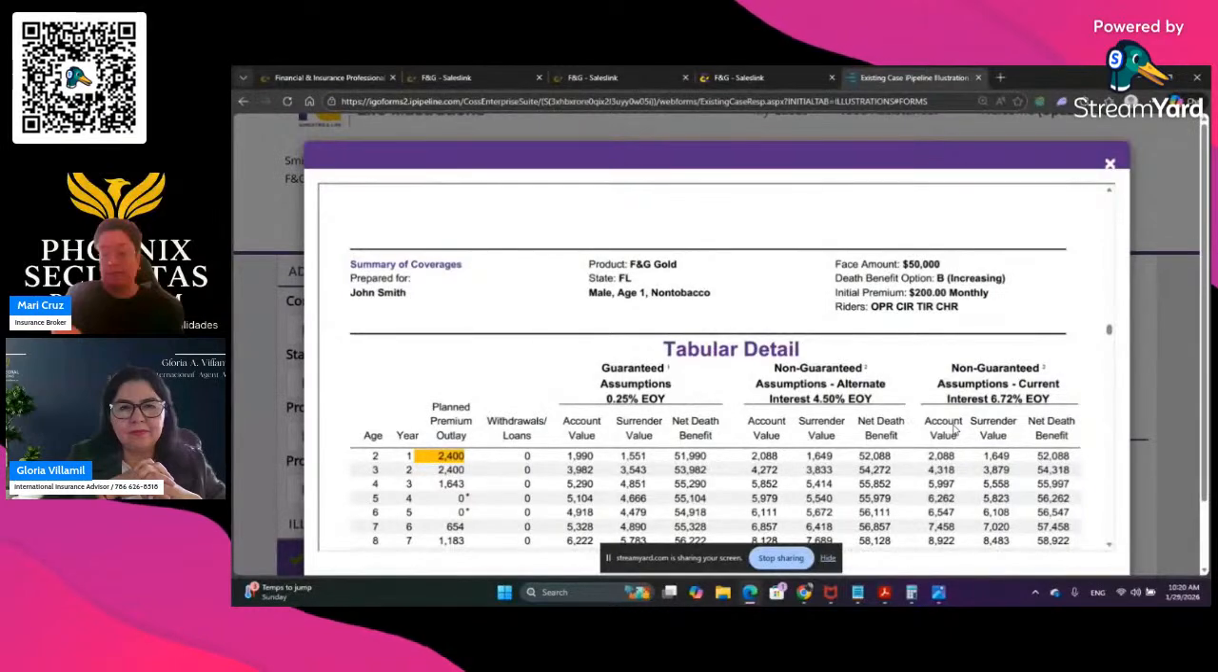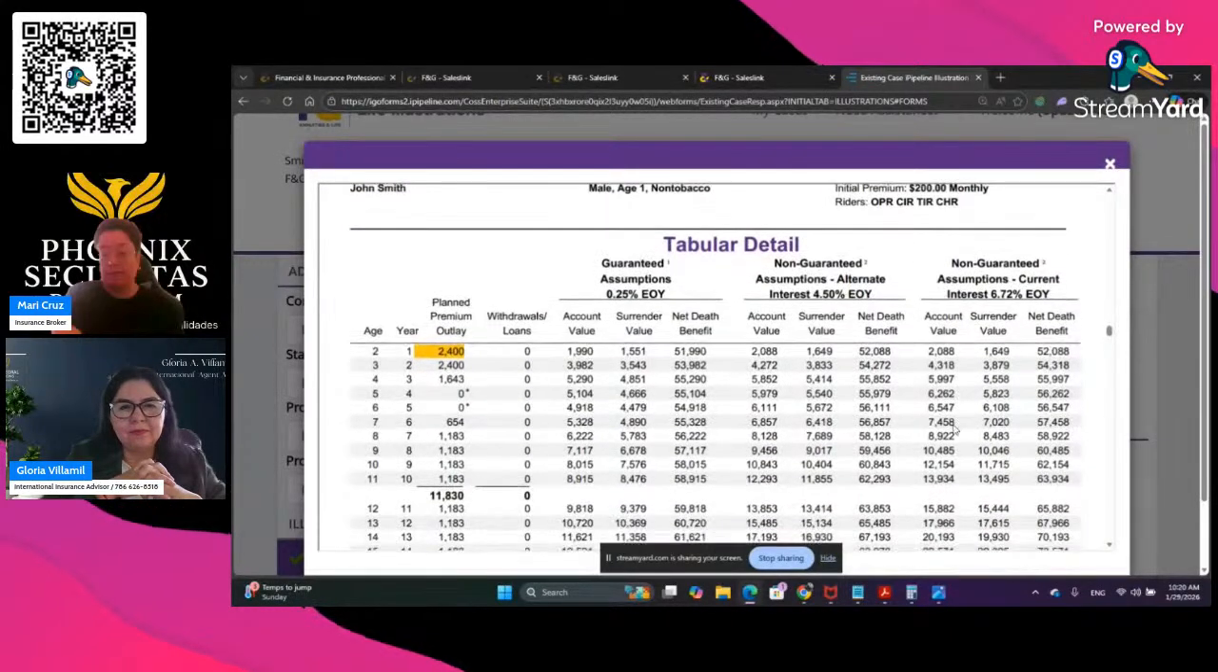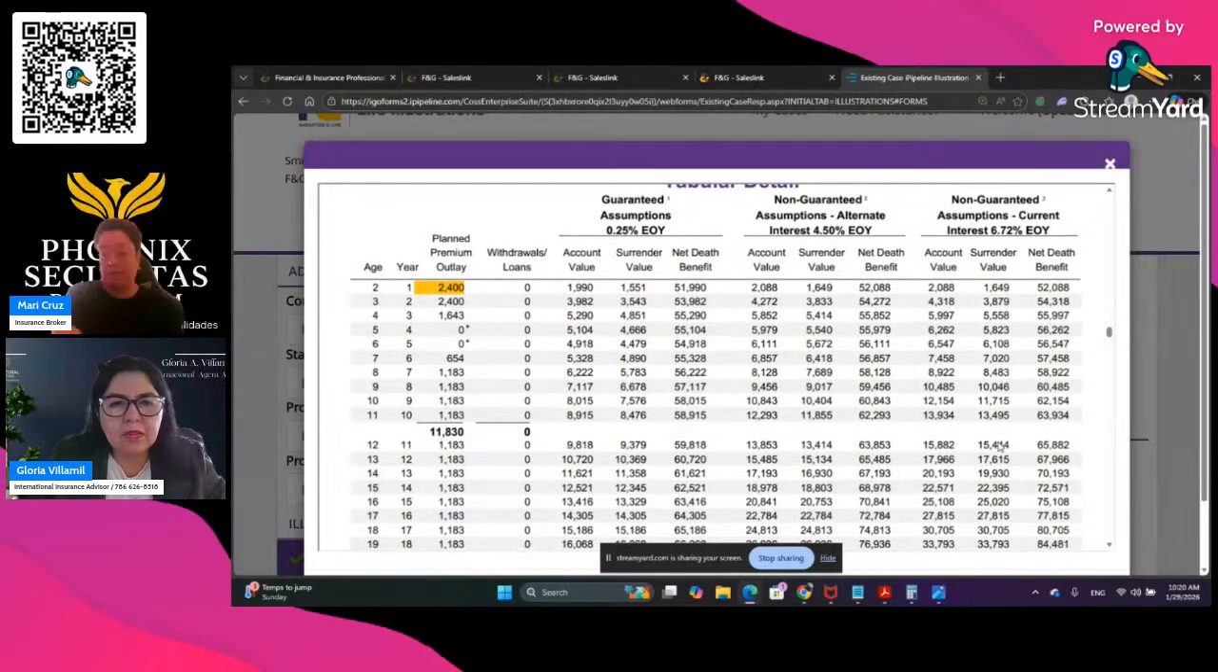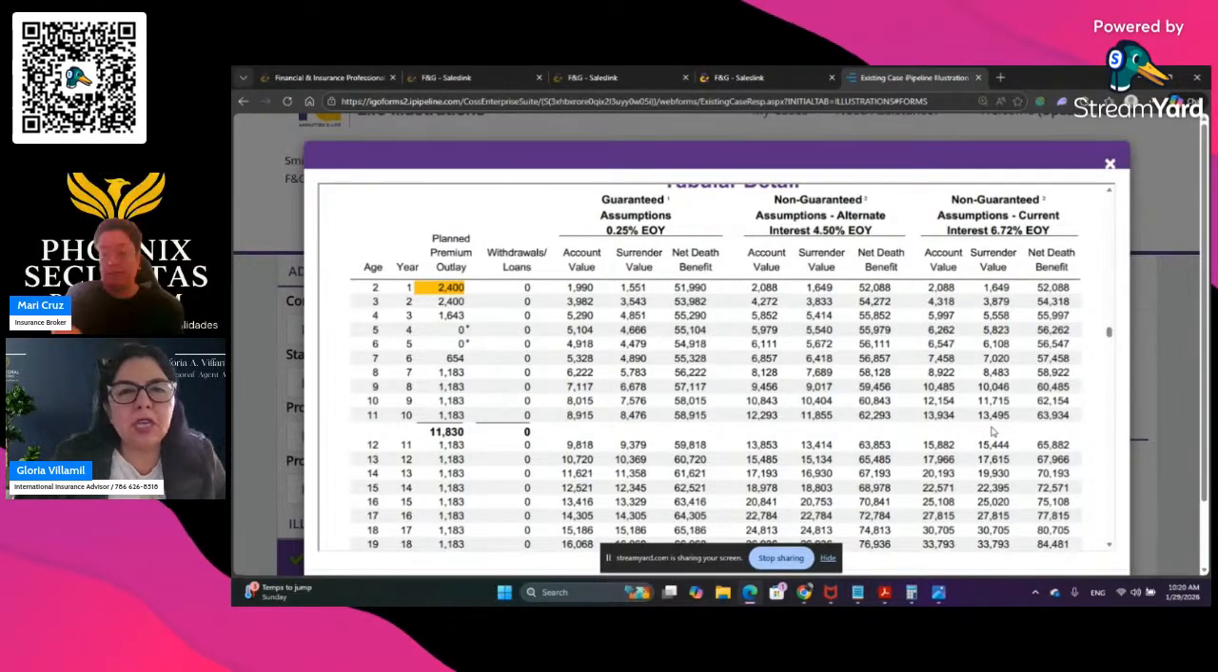And there. Here you can see the cash growing, the first 11 years. Well, in the first 10 years, the person has invested $11,830, and the cash value is higher than what they invested. Can you comment on that, Gloria? Yeah, Mari, but here we can see that the premium changes in year 6. I don't know what happened there. Maybe we have to check or review.